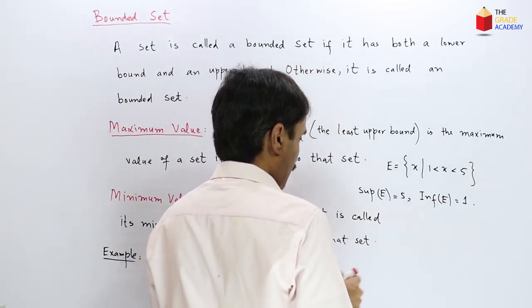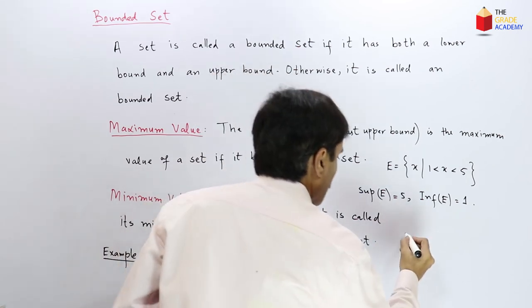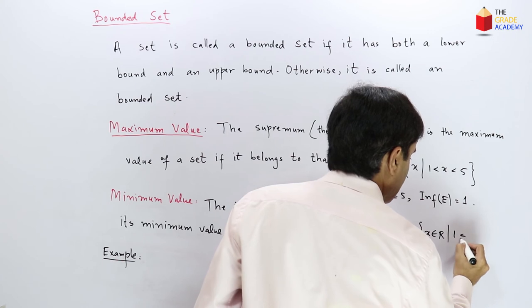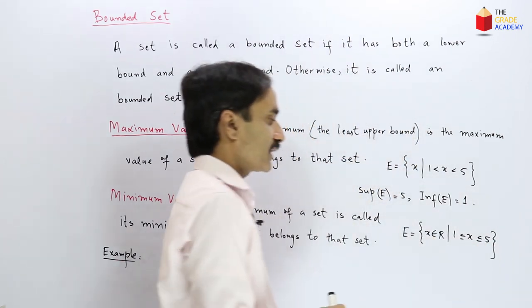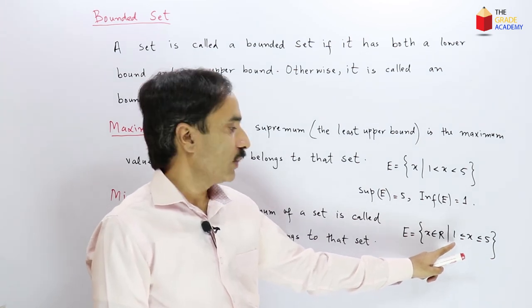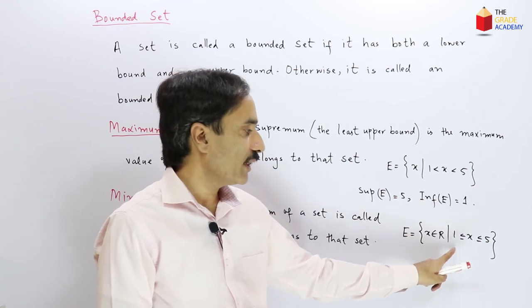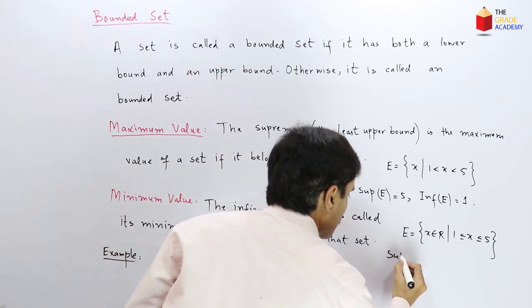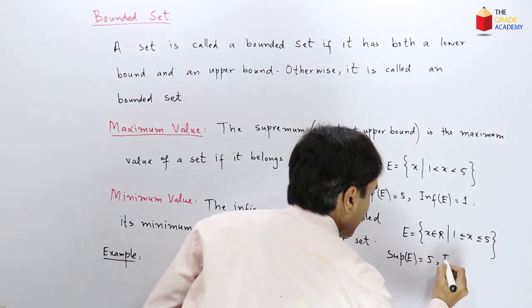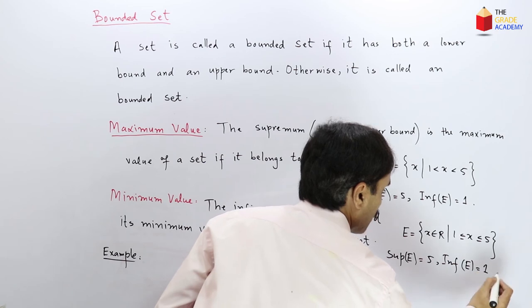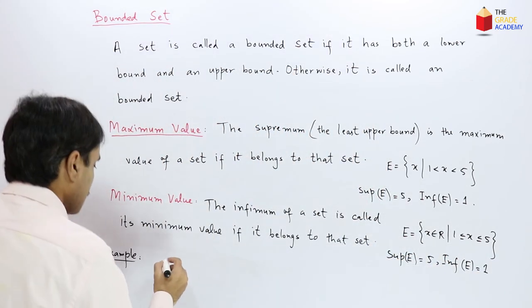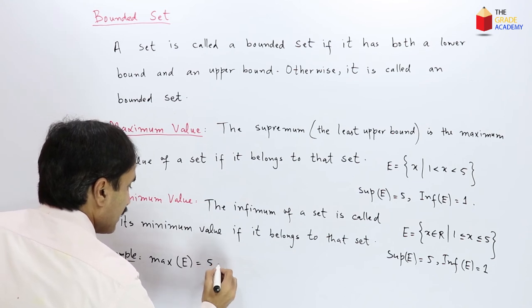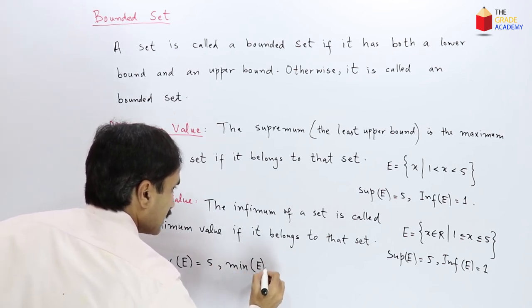So if we take the set E as the set of all real numbers such that 1 is less than or equal to x, less than or equal to 5, it is now the set of all real numbers between 1 and 5 including 1 and 5. So now 1 and 5 both are included in this set. In this case, the supremum of E is 5 and the infimum of E is 1, and both of them belong to the set E. So the maximum of E is 5 and the minimum value of E in this case is 1.